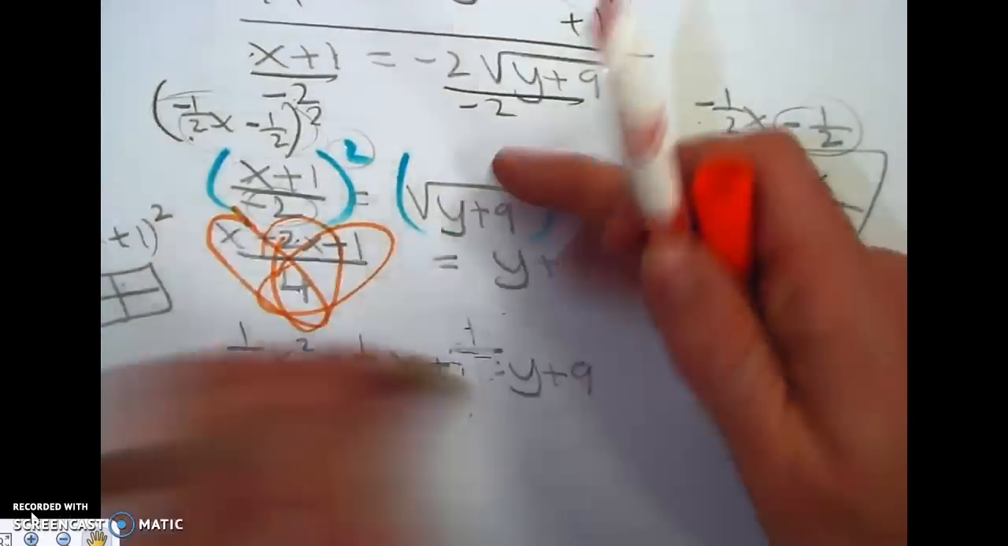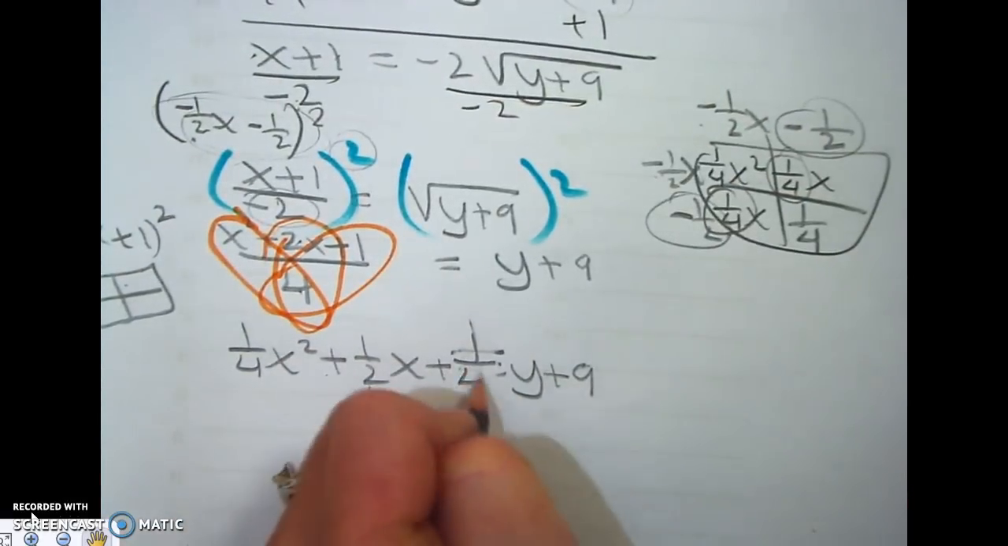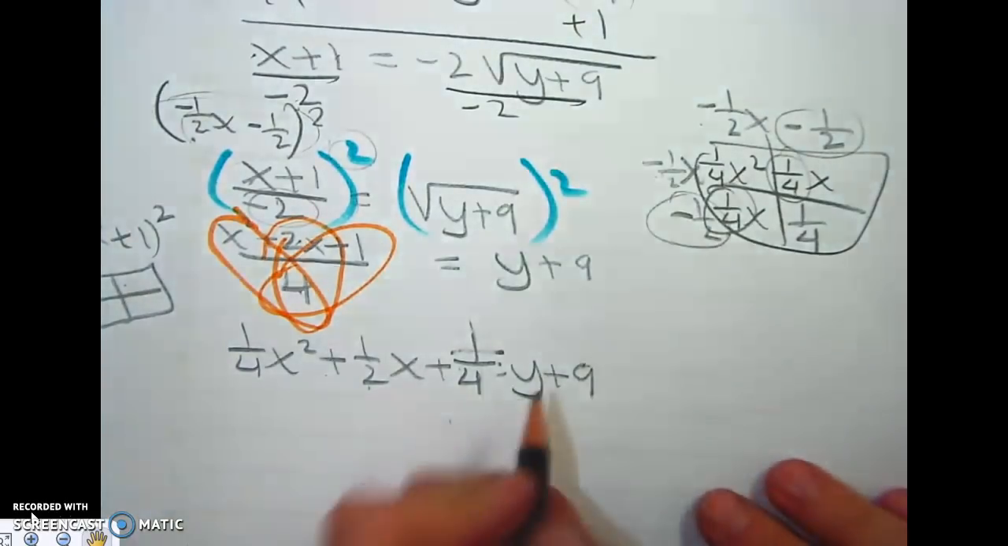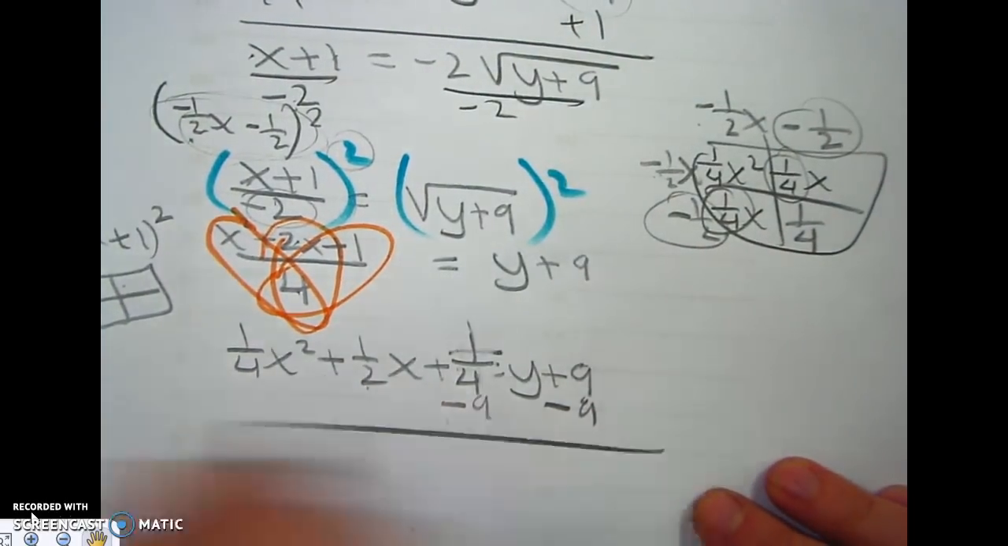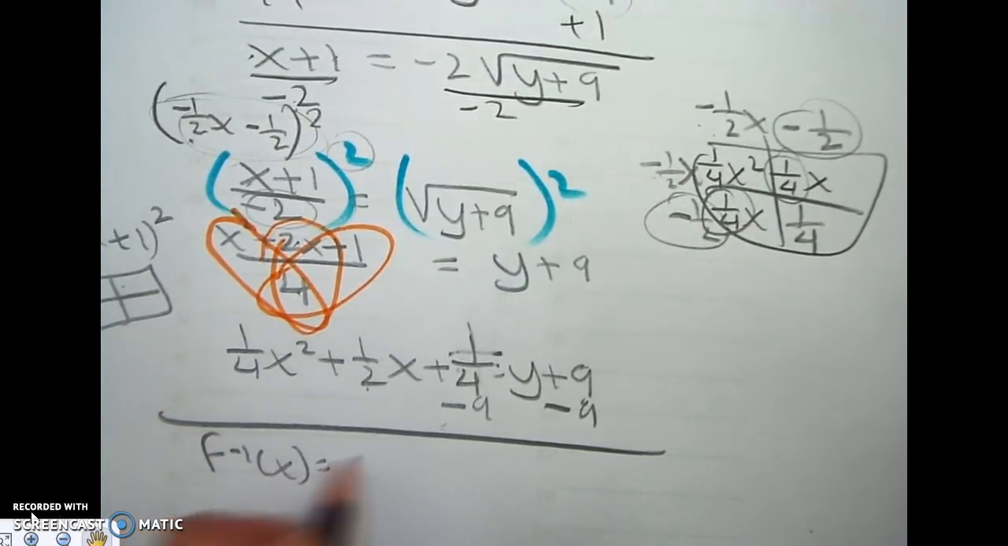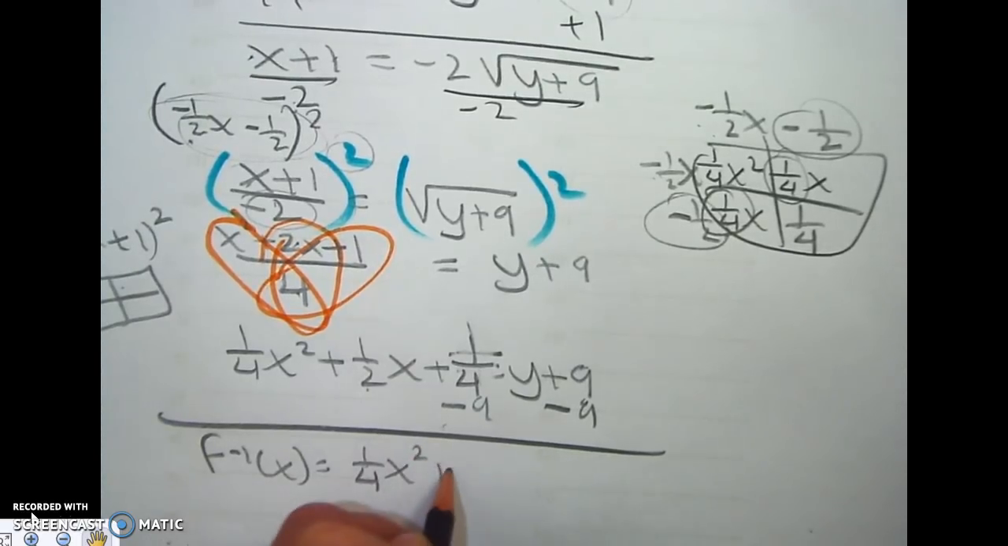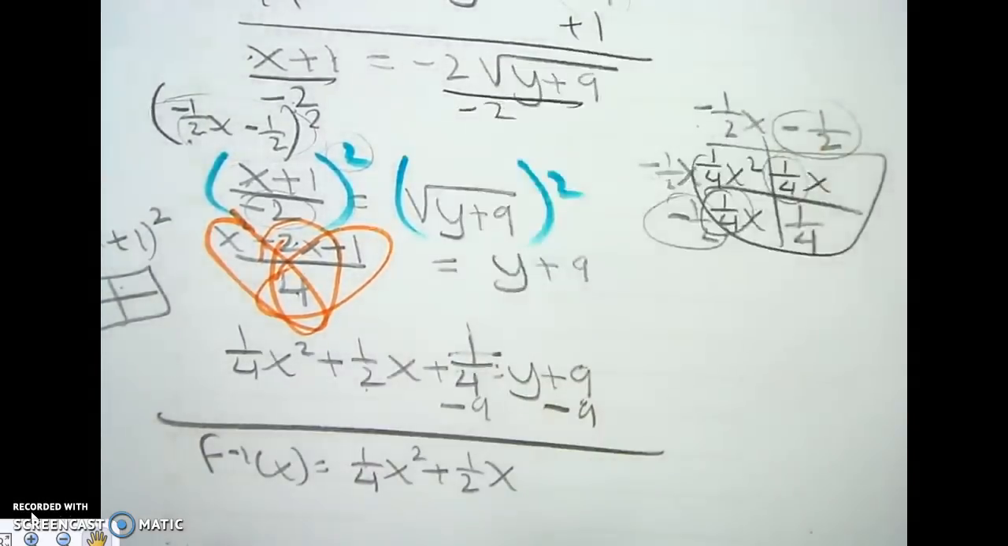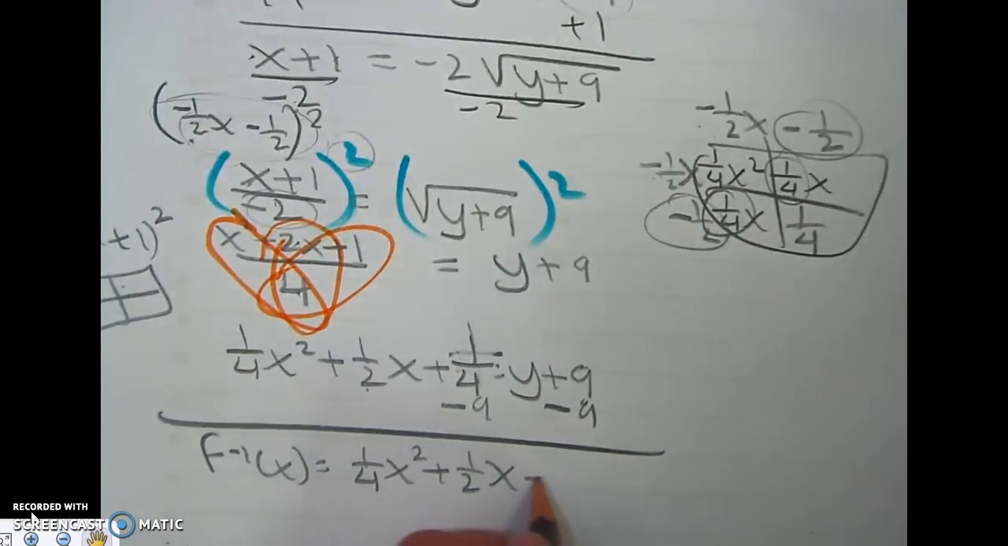Let me rewrite this so it looks a little bit less ugly. Now I have one more step. I just need to subtract 9. And I end up with f inverse of x equals 1/4 x squared plus 1/2 x. And 1/4 minus 9, you can either write it as negative 8 3/4.